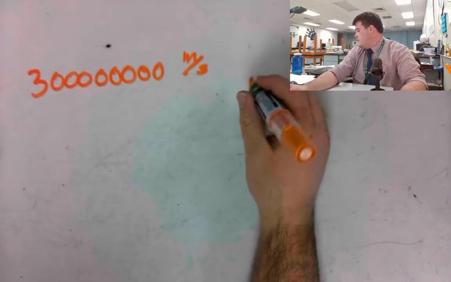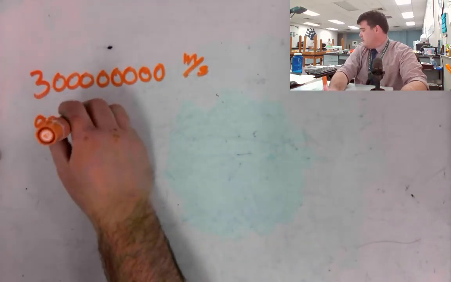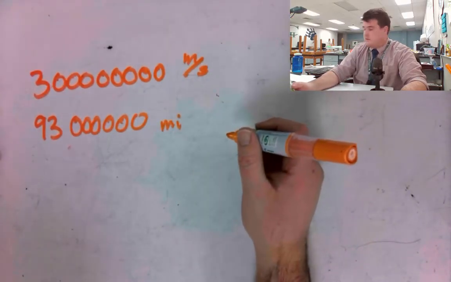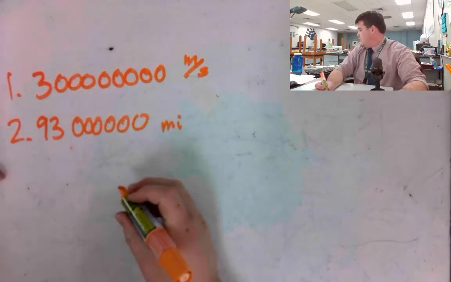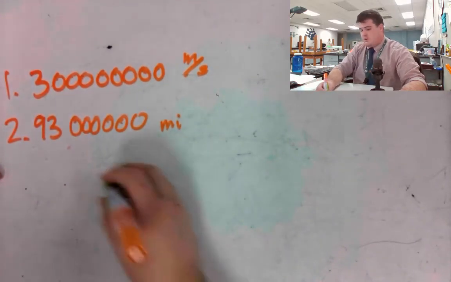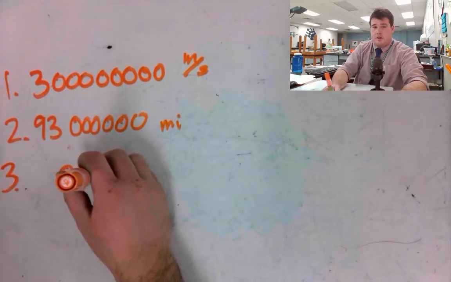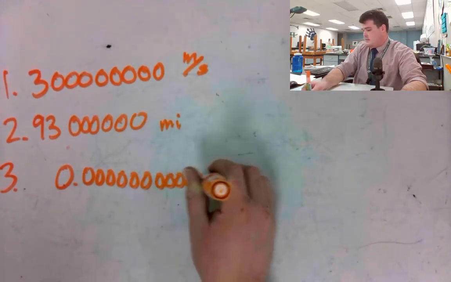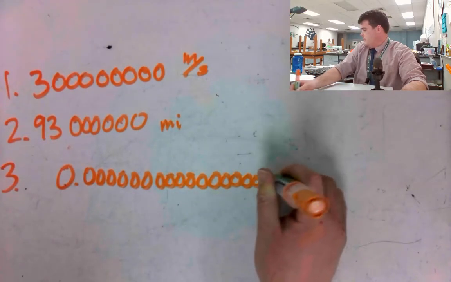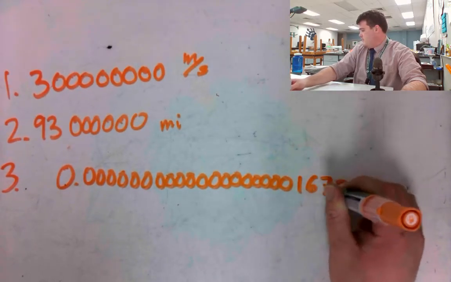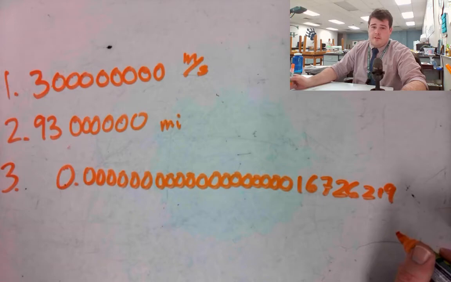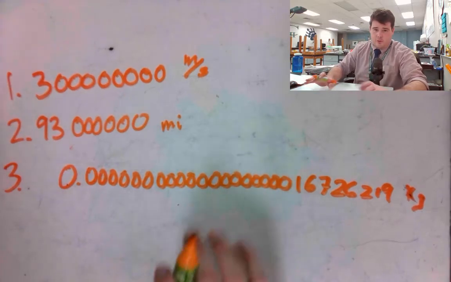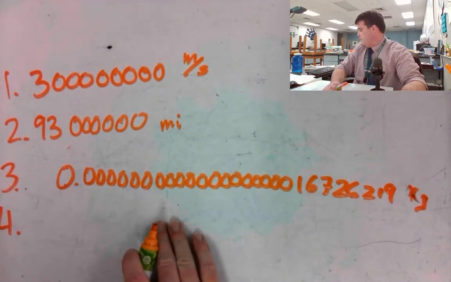Try doing that one. This one is the distance from the sun to the earth in miles. Okay, so this is 1, this is 2. That's a very big one. Let's try it. This is number 3, 0.1, 2, 3, 4, 5, 6, 7, 8, 9, 10, 11, 12, 13, 14, 15, 16, 17, 18, 19, 1, 6, 7, 2, 6, 2, 1, 9. That is the mass of a proton, in kilograms. I don't know if I got those zeros right. I'll make the answer to what I wrote, not what the real answer is, because I want you to practice this and not worry about the number.